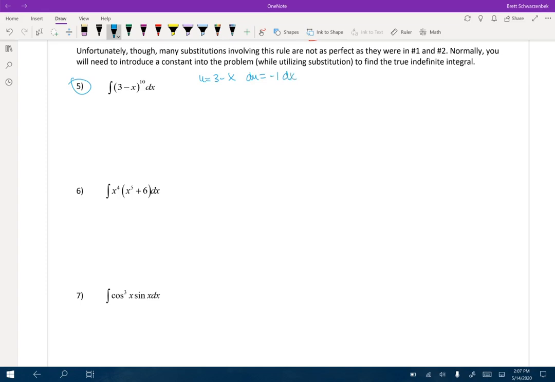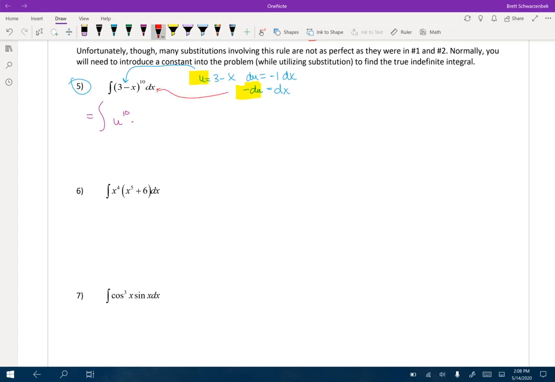If we want to solve for dx, we're going to either multiply or divide by a negative, and we're going to get negative du. Okay, so we go back to our original problem and start doing our substitution. First things first, we know that u is equal to 3 minus x, so we can move it in there and get u to the 10th. We also know that dx is equal to negative du, so we can now take that and put it there.